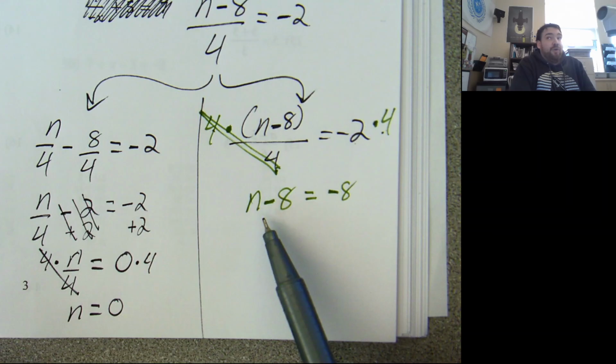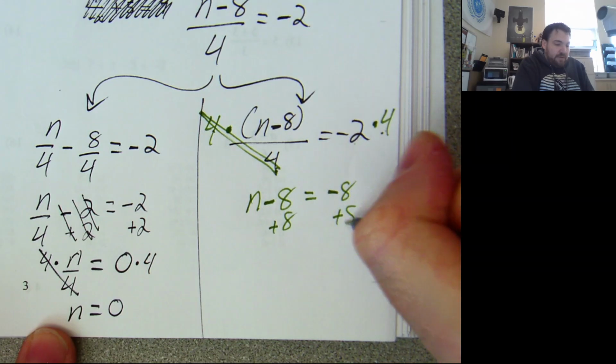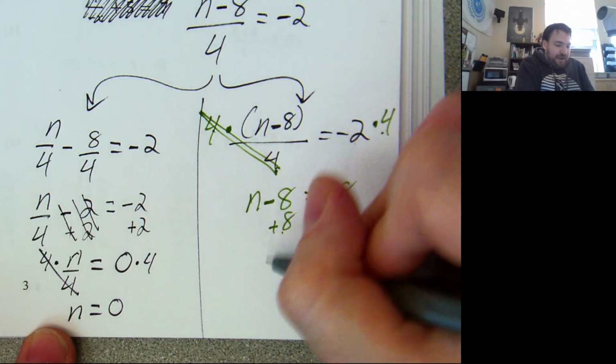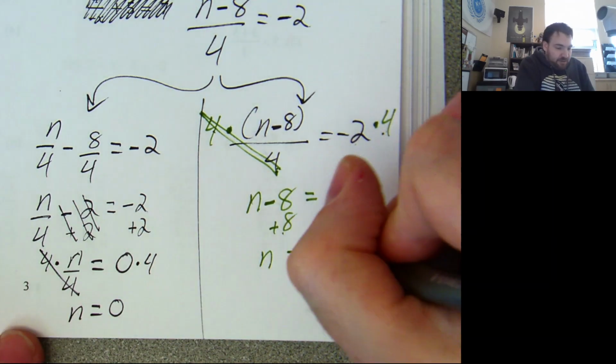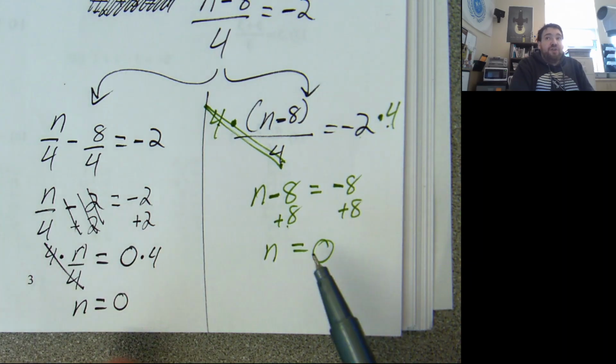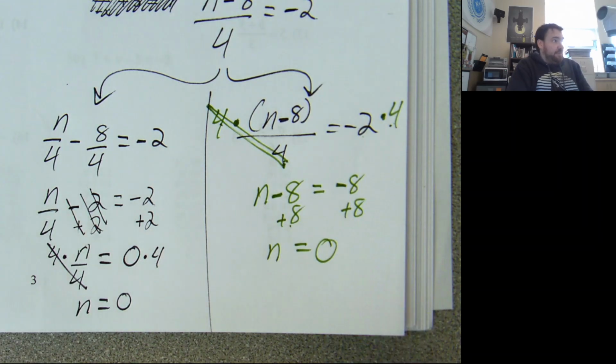Now to get the n alone here, what am I going to do? We're going to add 8 to both sides. Negative 8 plus 8 is 0, so n plus 0 is just n. And negative 8 plus 8 again is 0. The result is the same, even though the path I took was different.